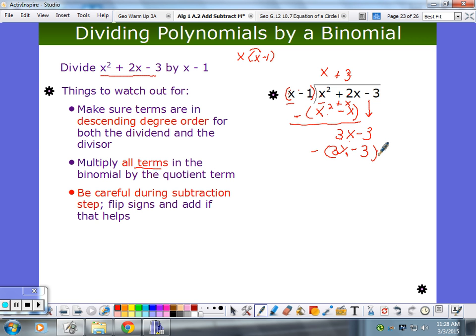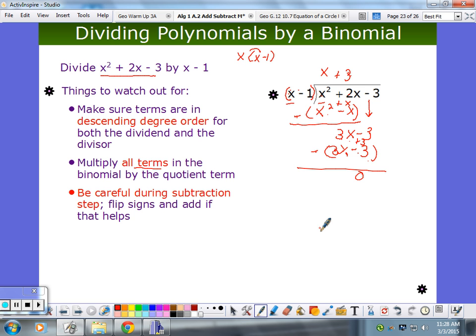Subtract the whole thing. See how I'm putting parentheses here? That's 3x minus 3x. That should always be 0. Negative 3 minus negative 3, that's a plus 3, which is 0. What's the quotient? X plus 3.